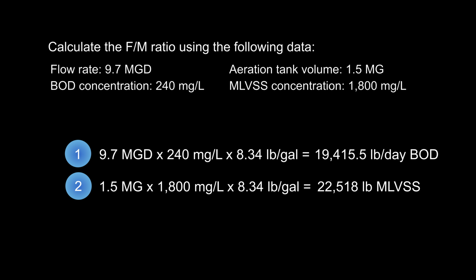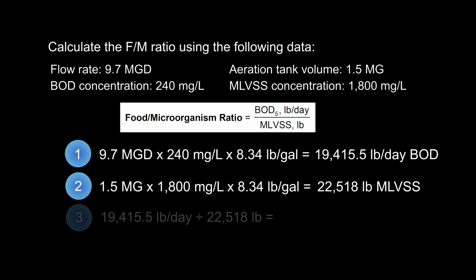The final step's the easiest. Divide the food by the microorganisms. We take our food value from step 1, 19,415.5 pounds per day of BOD, and divide it by our number from step 2, which was 22,518 pounds of mixed liquor volatile suspended solids. And that gives us our final answer, 0.86.